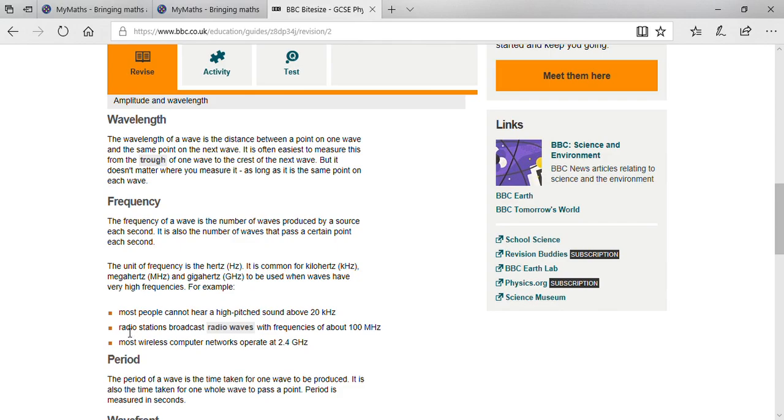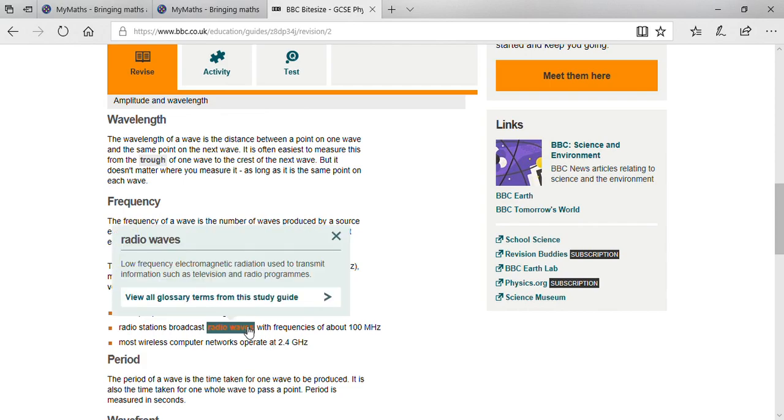Always remember that radio stations like FM radio broadcast radio waves at a frequency of about 100 megahertz. Understand? So what does it mean? What are radio waves? Radio waves are low frequency electromagnetic radiation used to transmit information such as television and radio programs. Understand? That is your radio wave.